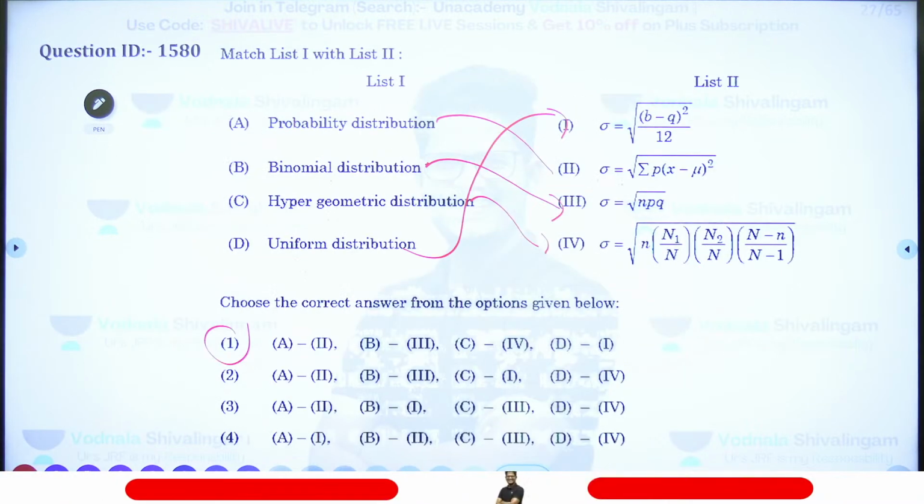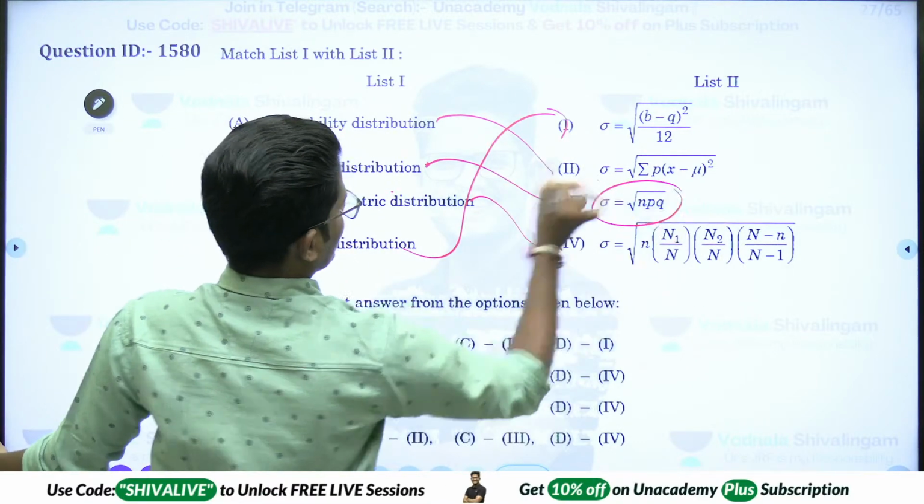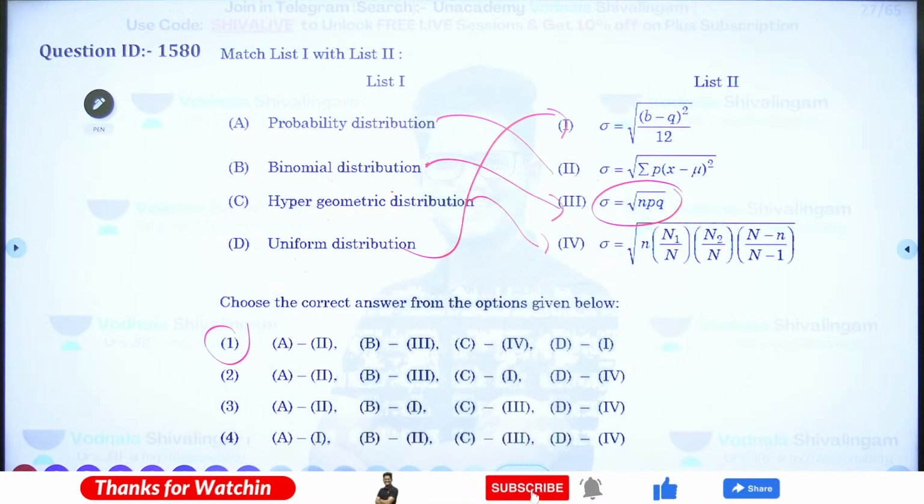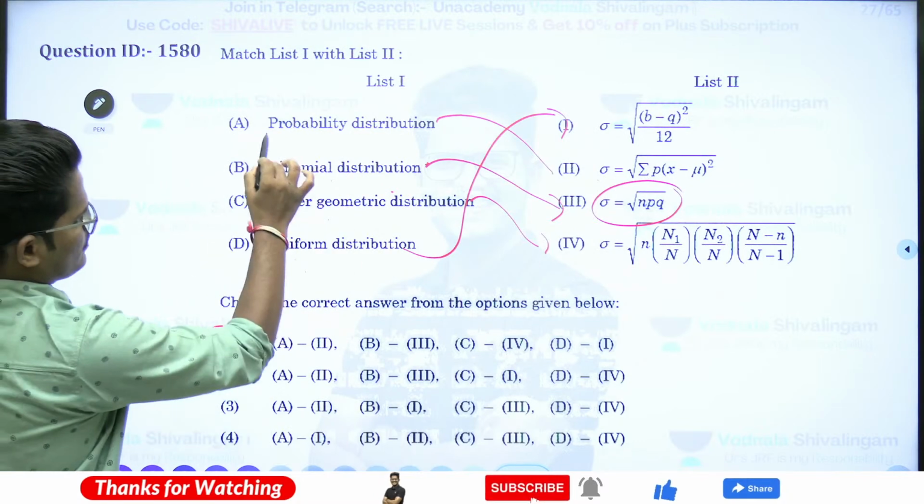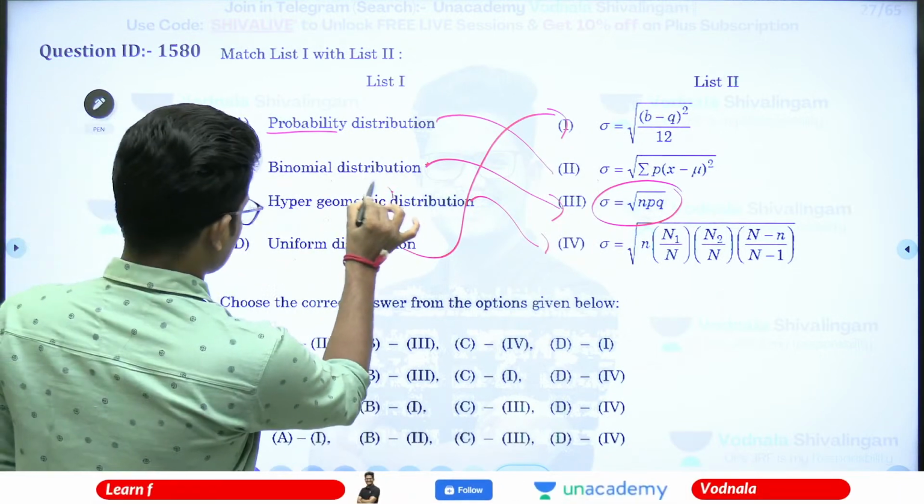But in this situation, when the questions come like this, how can you identify? Actually, binomial distribution is very well known, that is npq. But two options are available over here, so what will be the other? Only probability distribution is very well known. Or else, you have to apply your common sense.